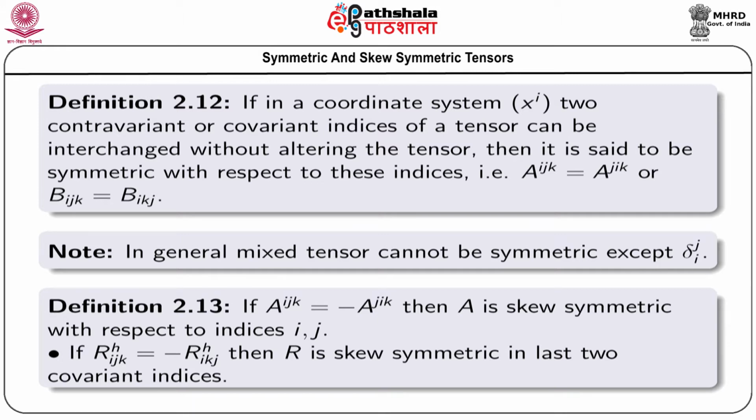Here is an example: the curvature tensor R, which will come up later on. Rhijk is equal to minus Rhikj, then R is skew symmetric in the last two covariant indices. That means when it is Rhijk and jk is converted into kj, then a negative sign comes out. So R is skew symmetric in the last two covariant indices.